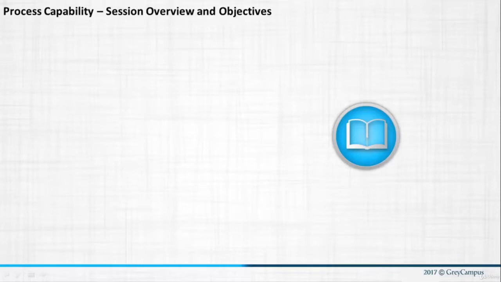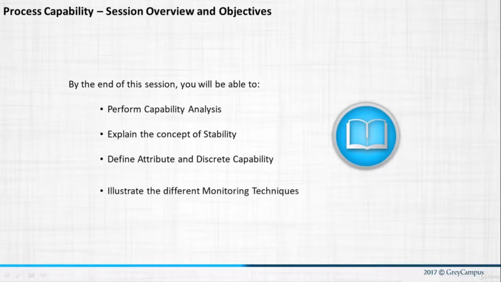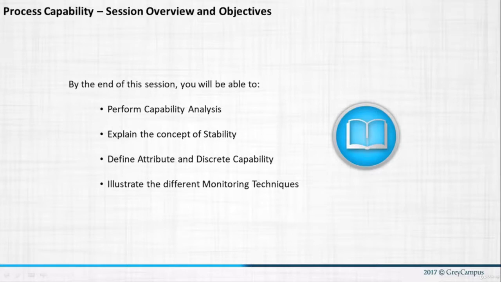In the final session of the measure phase, we're going to talk about process capability. In general, process capability is how does my process perform against customer requirements. We'll talk about the capability analysis, explain the concept of stability, which is a process's performance over time, talk about attribute and discrete capability, as well as different monitoring techniques.